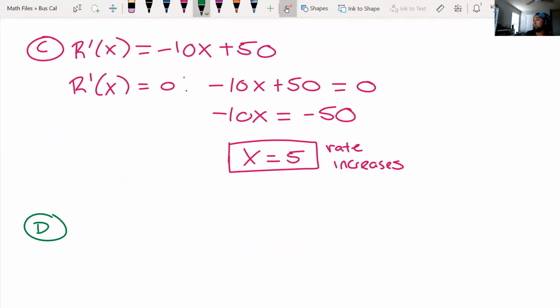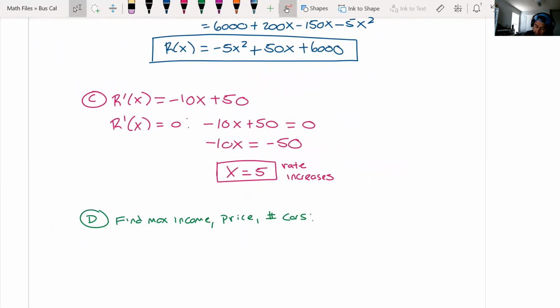Part D. Now all we have to do is take 5, plug it into our income or revenue function, and then plug it into our rate and number of cars per day. So we're going to say D, find max income, price, and number of cars. Why not?